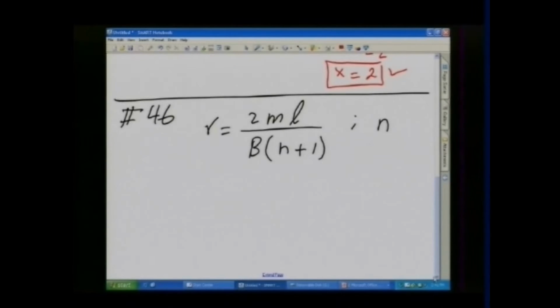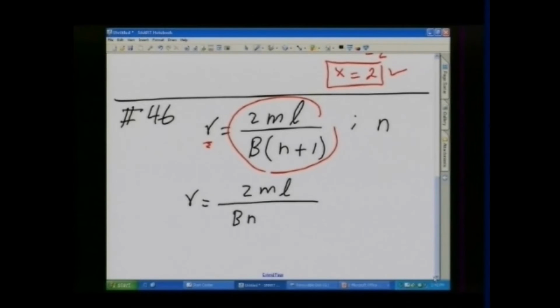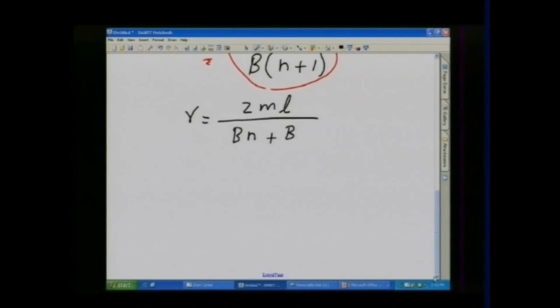What you have here is the equation solved for r. So r is equal to this quotient here, right? But you want to solve it for n. So what we're going to do is, in the denominator, first, I write the numerator one more time, 2ml. In the denominator, I'm going to multiply b by the parentheses, so it would be bn plus b. Then I'm going to give a denominator of 1 here and do a cross multiplication.